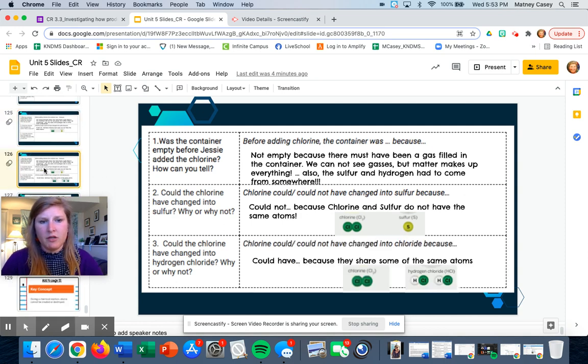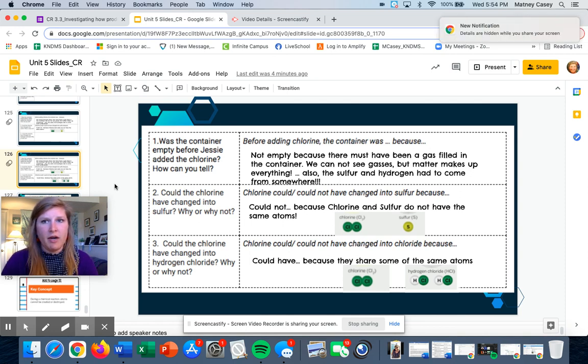The third question was, could chlorine have changed into hydrogen chloride? Why or why not? And you have those two pictured here. Chlorine could have changed into hydrogen chloride. The reason why is if you look at the atomic level here, they do have similar types of atoms. Now, that hydrogen is not accounted for yet, but they do have similar types of atoms. So, if something rearranged to form hydrogen chloride and get that hydrogen on there, that could have happened. Okay, so they share similar types of atoms.